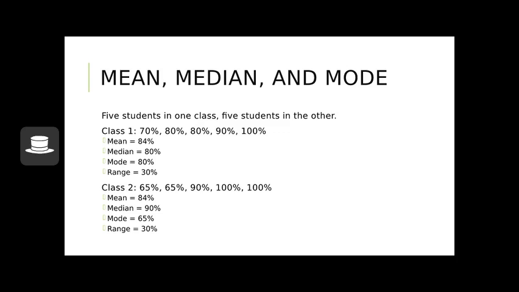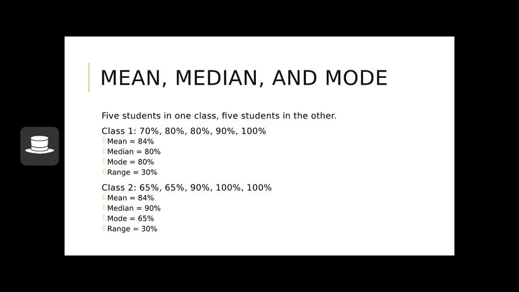So for example, let's say there were 5 students in one class and 5 students in the other, and here is a distribution of grades between the two classes, right? Class 1 has 70, 70, 80, 80, 90, and 100. Class 2: 65, 65, 90, 100, and 100. Which class did better, right?